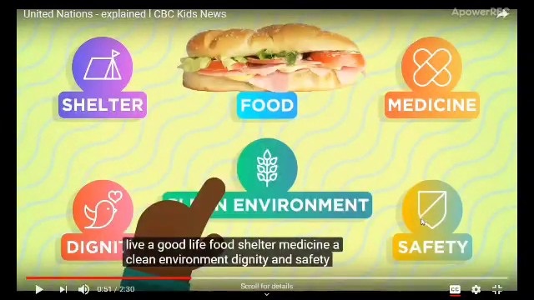Yup. So when was the United Nations formed? You still remember? Yeah, it was formed in 1945. And these are things that they really care about. Yeah. They really focus on shelter, like houses, then food, medicine, clean environment, safety, and dignity.